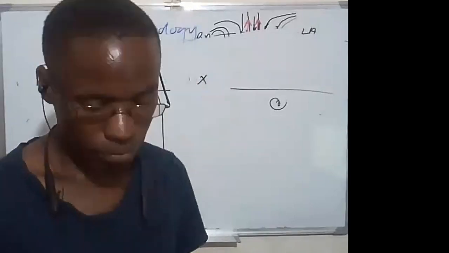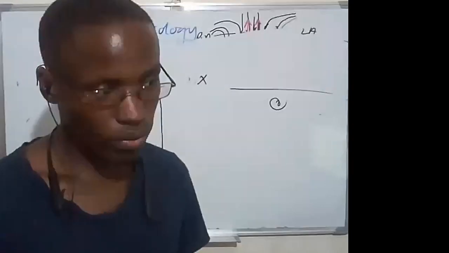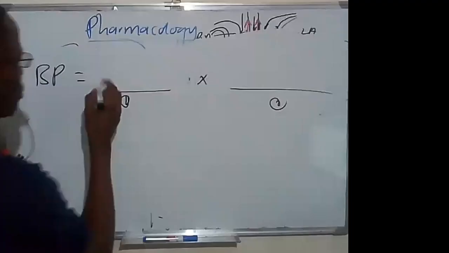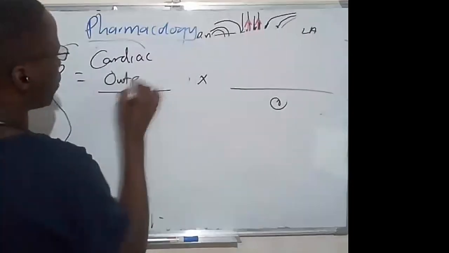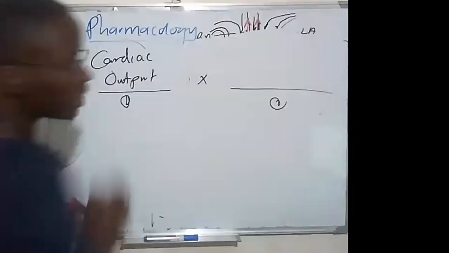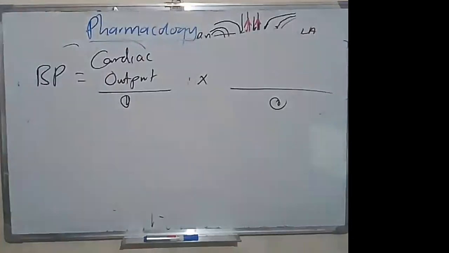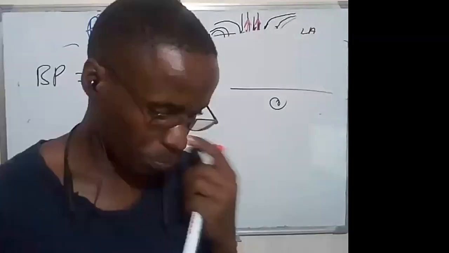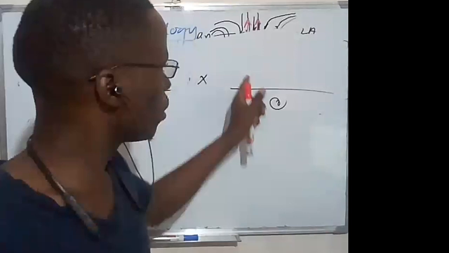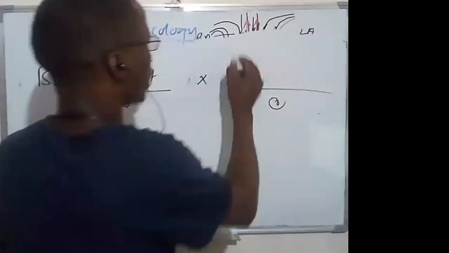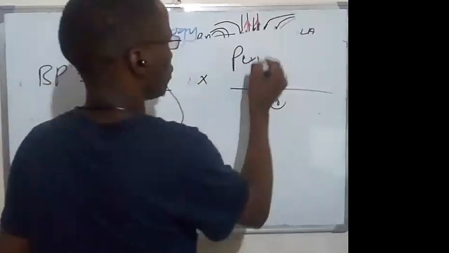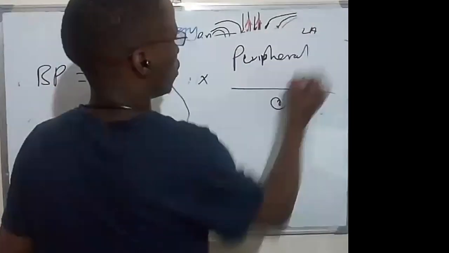Cardiac output. Okay, so we have cardiac output, very good. Remember, it's a discussion. So we have cardiac output. What else? What is supposed to be there? Exactly. Peripheral what? Resistance. Peripheral resistance.